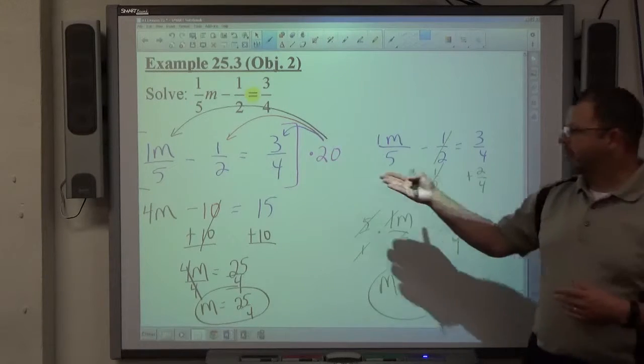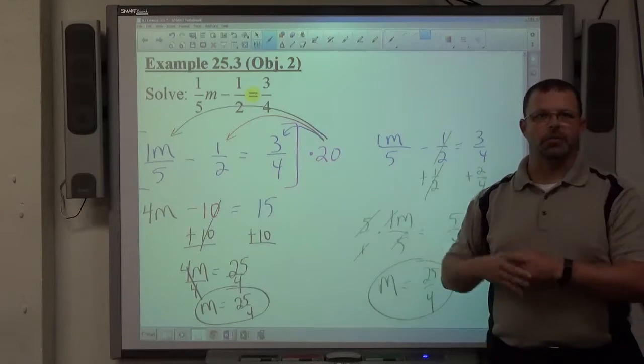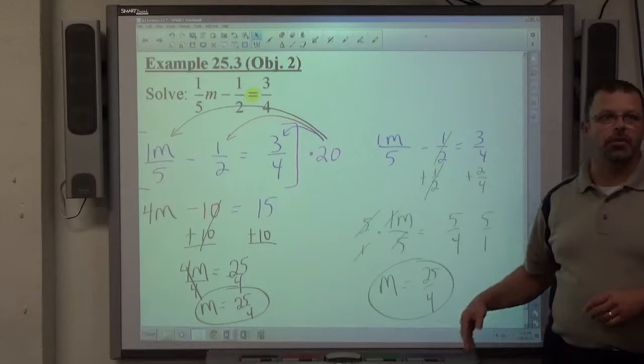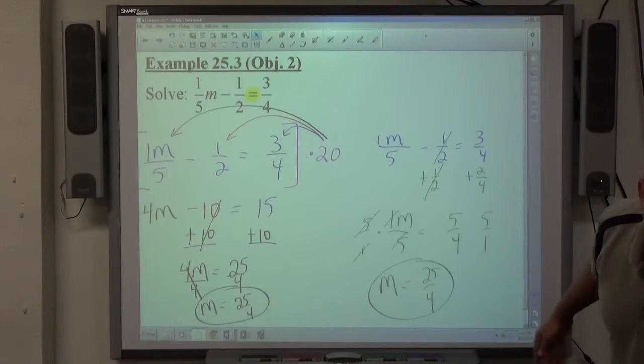Okay. For me, I like to get rid of fractions. I'm really good at fractions, but I'm much better at whole numbers. So if I can get to an easier form, I'm going to definitely want to do that. So that's kind of why I want to do it. But again, take your pick. You get the same answer either way.